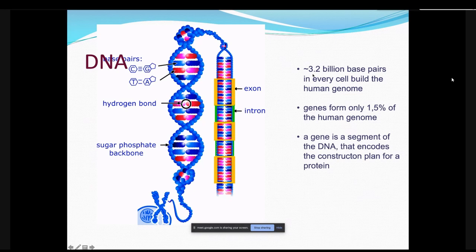So there are approximately 3.2 billion base pairs in every cell that build up the human genome. The genes themselves form only 1.5% of the human genome. So a segment of DNA is called a gene, and this encodes the construction plan for proteins. And that's why it's called the backbone of human beings.